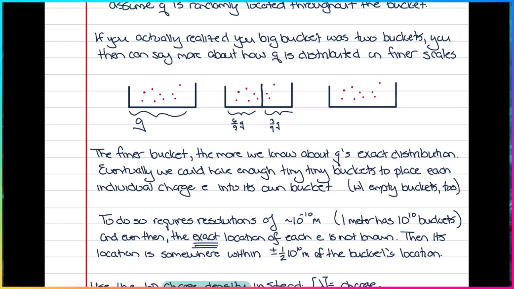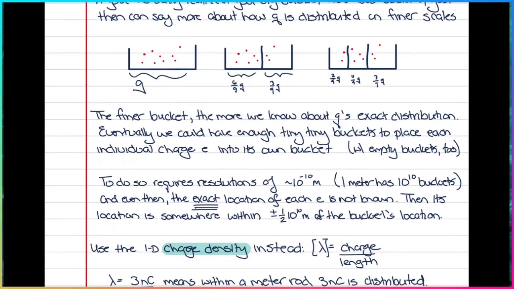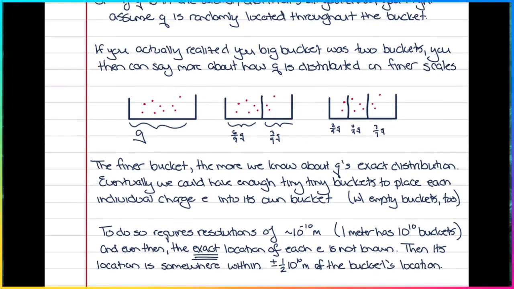And then again, if I have 3 buckets, then it looks like I can say 2/9 of Q is here, 4/9 of Q is here, 3/9 of Q is there. Which again, I'm able to say something a little bit more about where the charge is located. In this first case, it's anyone's guess where it is within the entire bucket. Here, it seems like there's more charge lumped over on the left side compared to the right side.